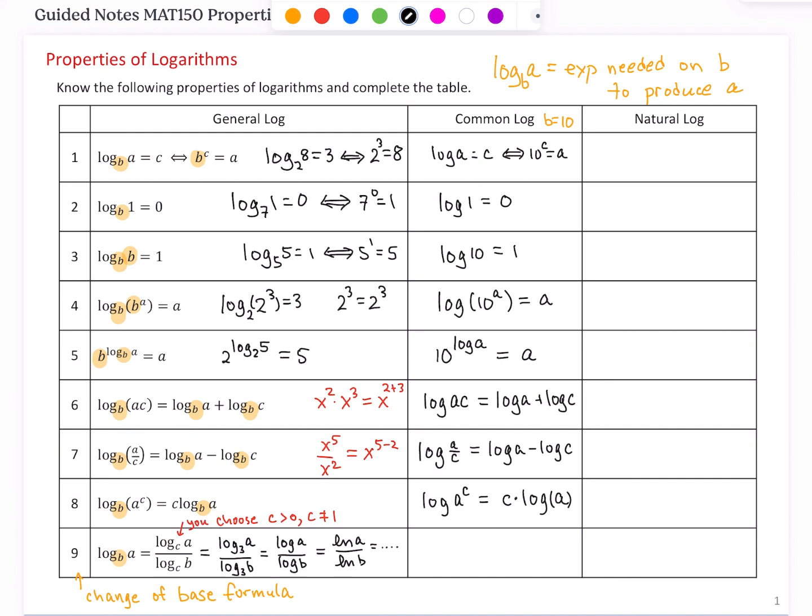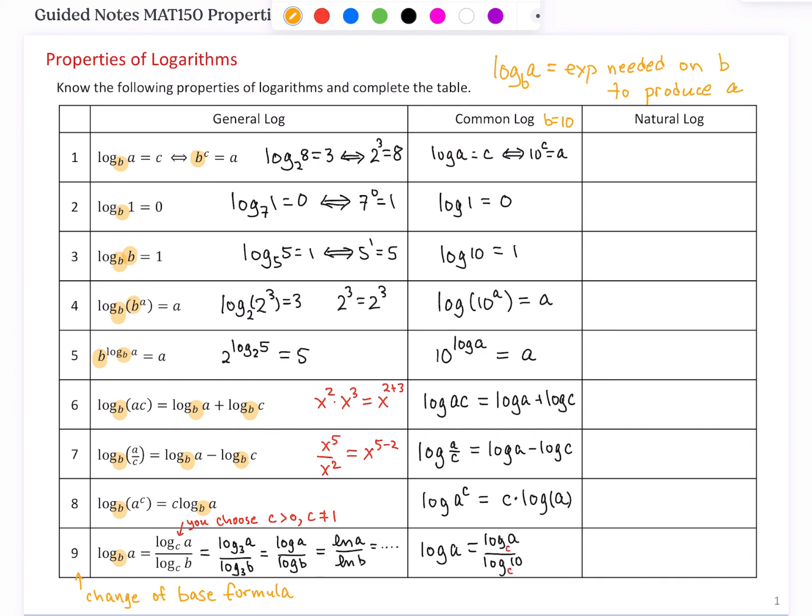And property number 9, if you start with just log a, you can still use change of base and say this will be equal to a fraction of 2 logs. The argument of the numerator log will be the argument of the original log, but the argument of the denominator log will be what used to be the base of the original log, and that base is not visible, therefore it's 10. And then on these two logarithms here, you can put any base you want.